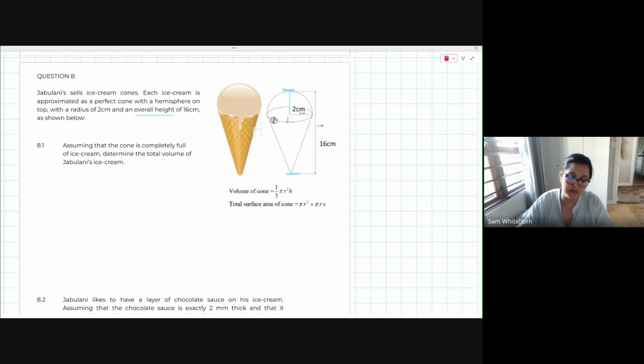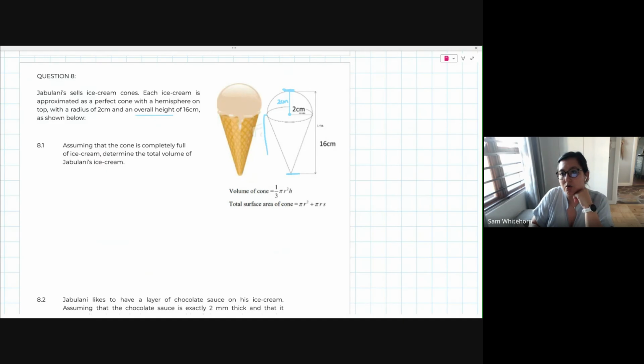Why, Abu? Why is it 2 centimeters? Which seems stingy. Jabulani needs to think about how much ice cream he's giving people. Yeah, that seems stingy. Anyways, I digress. Yes, it's the radius. So because the radius is measured from the center out to any point on the circumference of my hemisphere, this height of the ice cream blob is 2 centimeters.